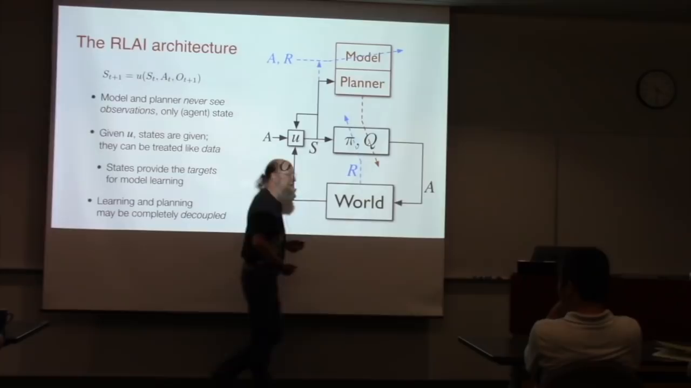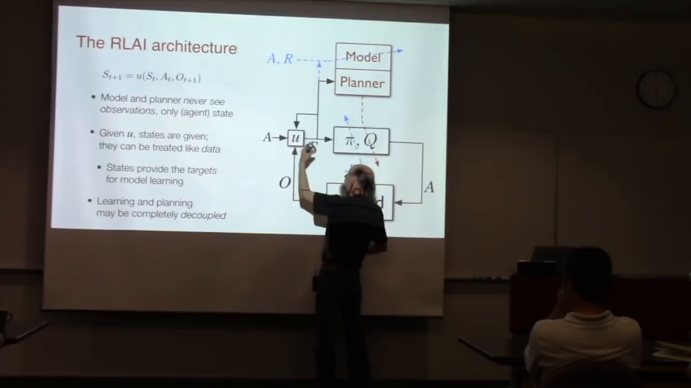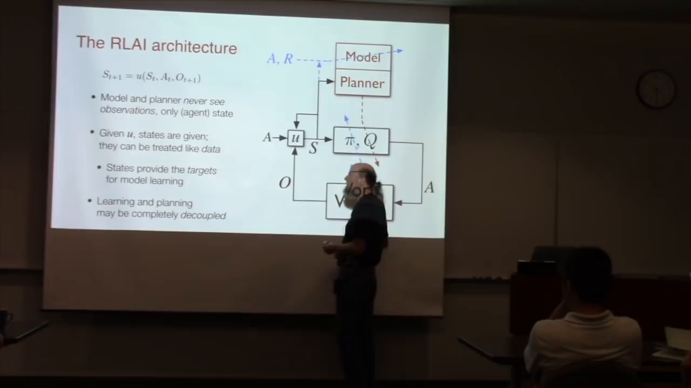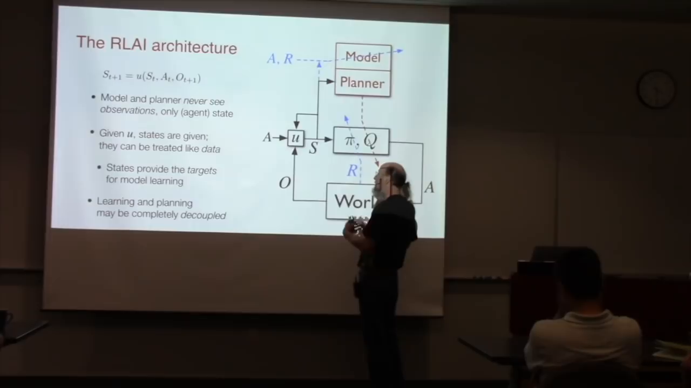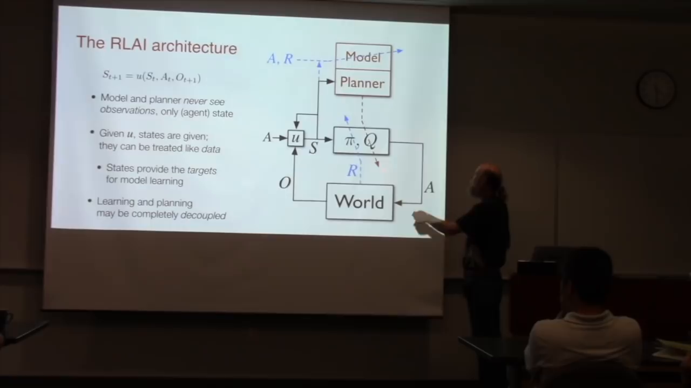Okay. The planner only sees the state, and what else? Now, given this box here, the states essentially come out of the world, and they are just like data. You can pretend that, oh, I was given states, because you have this U box that's giving you states. And so it's an important decomposition. If you predict a state, if you make a prediction about what the state will be, you will see what state U comes up with later, and so you can get a target for your learning. And we're also decoupling the planning process, which is up here, from the learning process, which is in here.